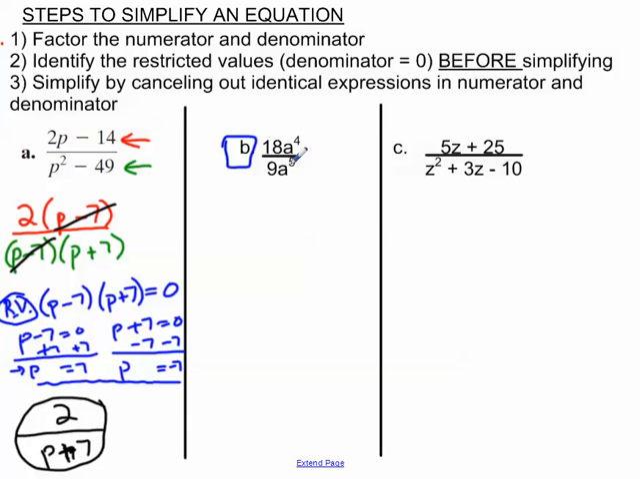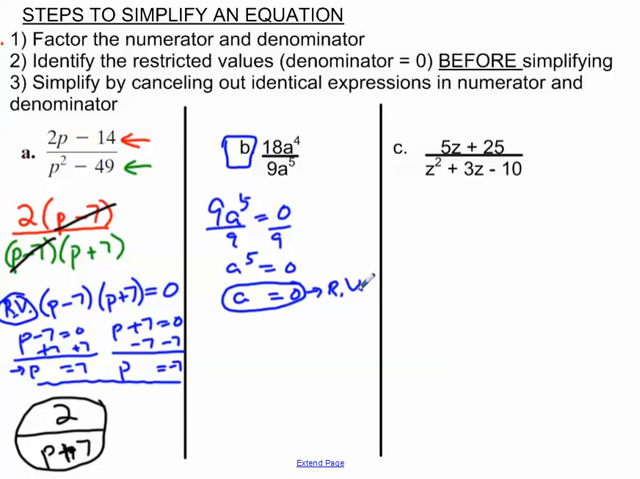Now we identify the restricted values. Step number 2 is identify the restricted values. Restricted values happen when the denominator is equal to 0, so when 9a to the 5th equals 0, then we have a problem. If we divide each side by 9, we get a to the 5th equals 0. When does a to the 5th equal 0? Well, when a equals 0. So a equals 0 is a restricted value.